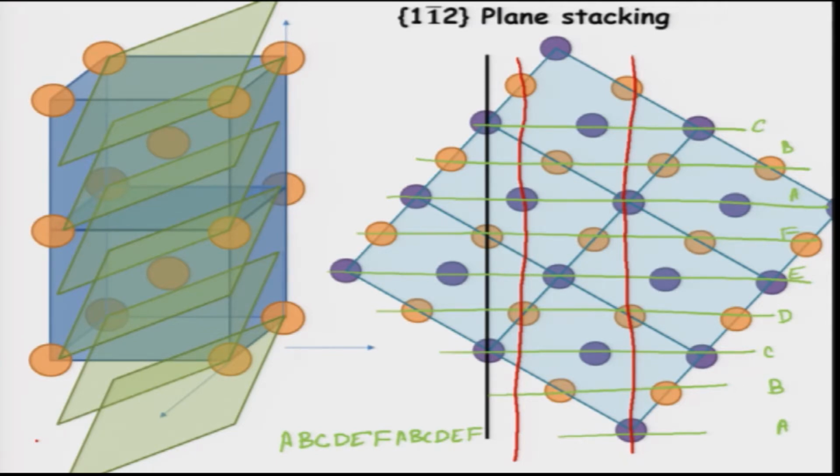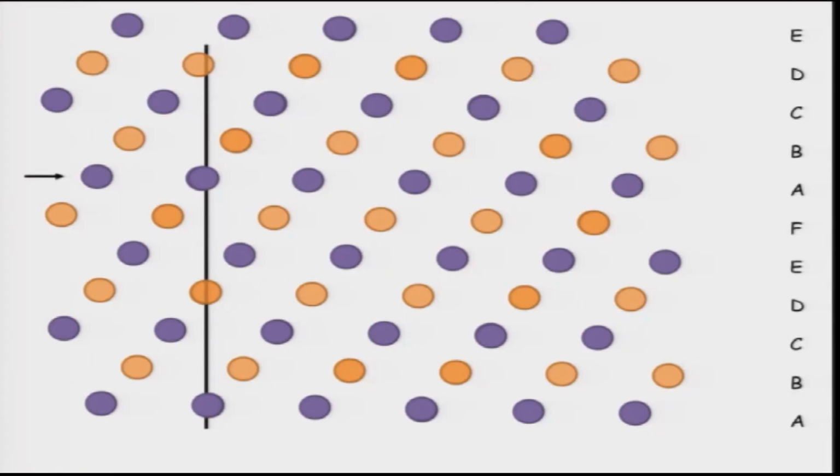So, we are looking still in the 110 normal direction, but what we are looking at are the traces of the 112 plane stackings, and we can see that there are 6 different layers, and the 7th layer has similar configuration as the first. So, there are 6 different stackings A, B, C, D, E, F for the 112 plane. Now, that becomes very interesting. Let us look. Here I have drawn the same A, B, C, D, E, F, and then another A, B, C, D, E. So, there are right now 11 layers drawn.